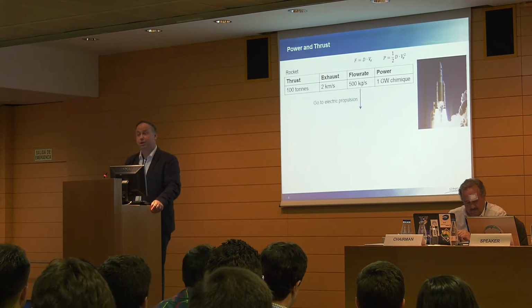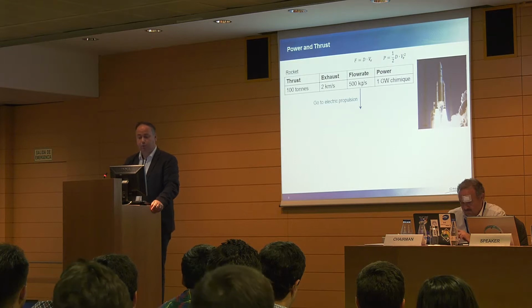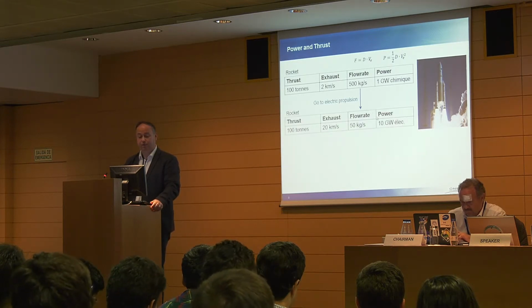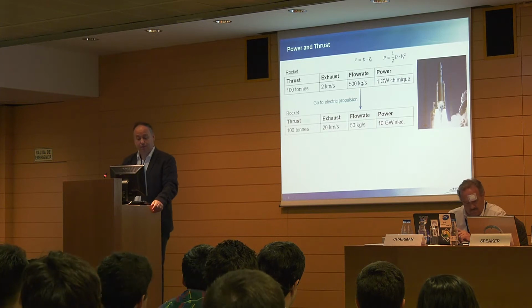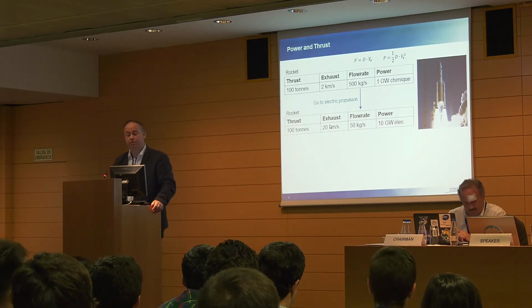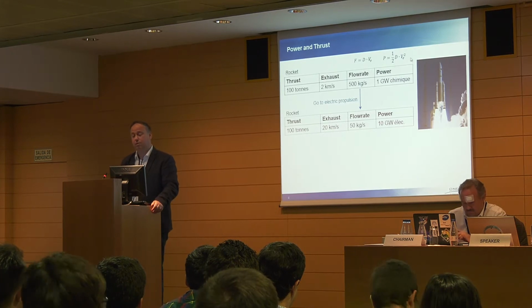Now, if you want to go to electric propulsion, you decrease the flow rate that you need, and so the mass of the rocket for the same thrust, because you have an exhaust velocity which is 10 times higher. But what you have to remember is that to provide a thrust, you have to expel matter that has momentum, but also energy. And energy goes as the square of the velocity. So if you increase the velocity by 10, you increase this term by 100. Since you decrease the mass flow rate by 10, you still increase the power by a factor of 10. So you need 10 gigawatts of electricity.